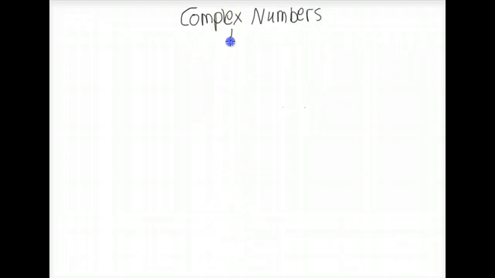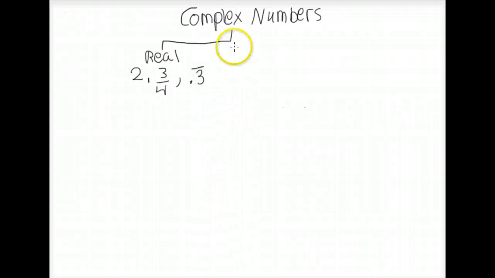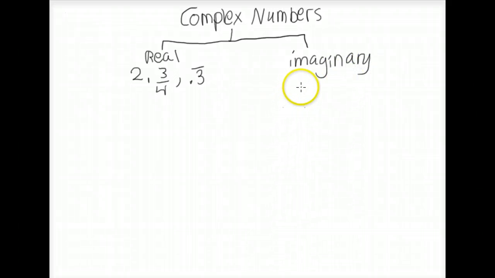Those would be real numbers, what we call integers, irrational numbers, 3/4, 0.3 bar, etc. And imaginary numbers. Now those we're going to get into a bit later in this book, but for now, just understand that it's what you get when you take the square root of a negative number.